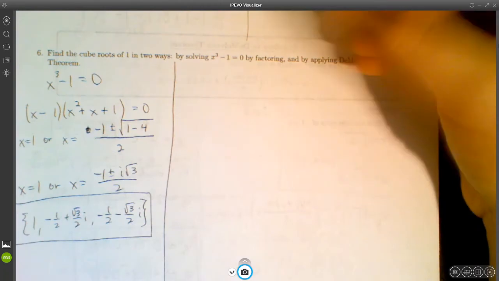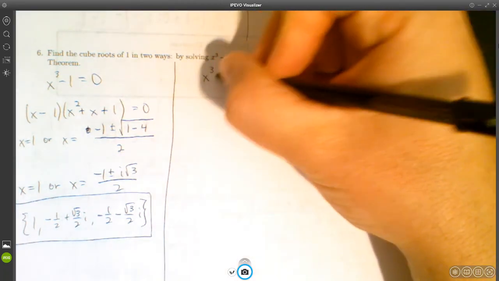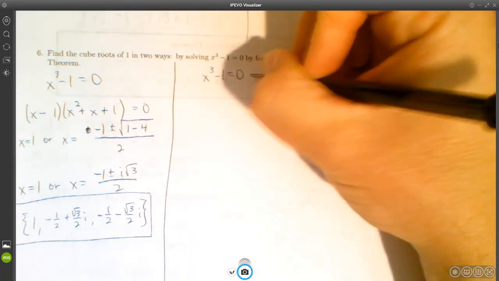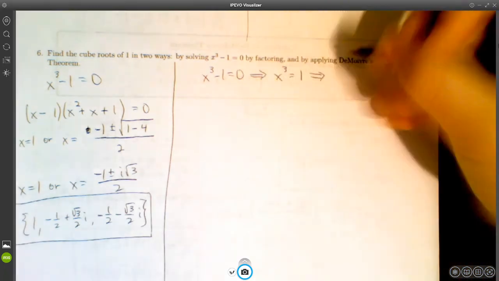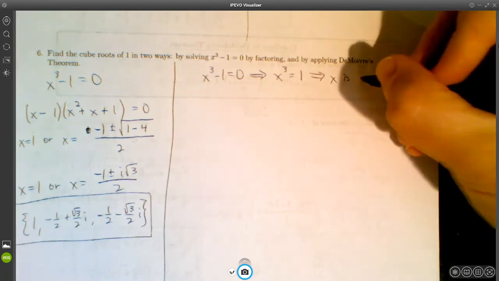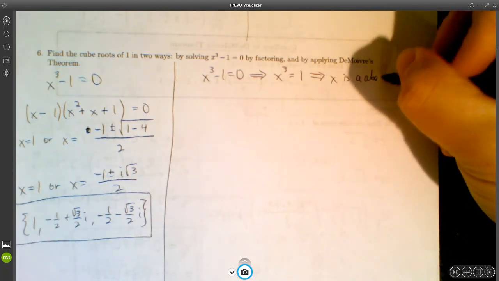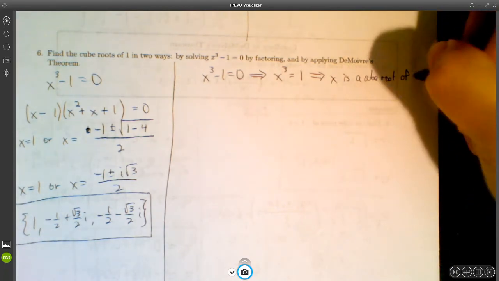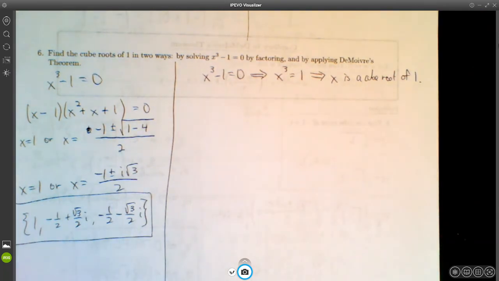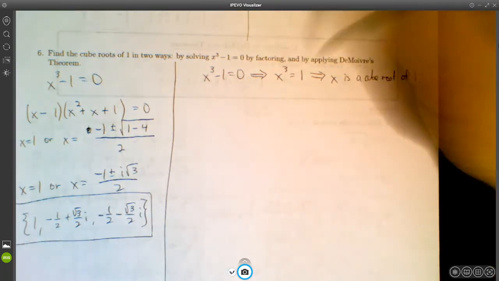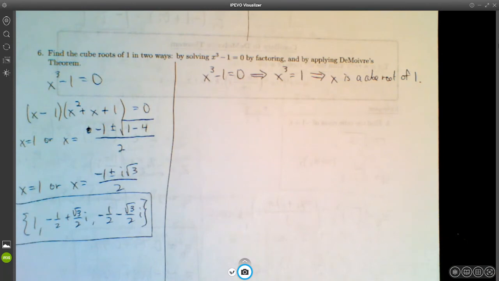So the way we would solve this using de Moivre's theorem is we would say x cubed minus 1 equals 0 implies that x cubed equals 1, and that implies that x is a cube root of 1. Now, what are the cube roots of 1? You may think, well, I can take the cube root of both sides and I get x equals 1. Well, yeah, that's one of the cube roots of 1, but there are two others, right? You should have three cube roots of 1. So what are the other cube roots of 1?